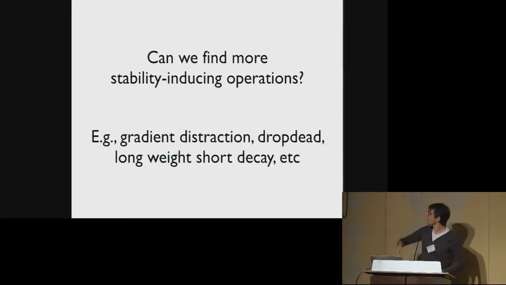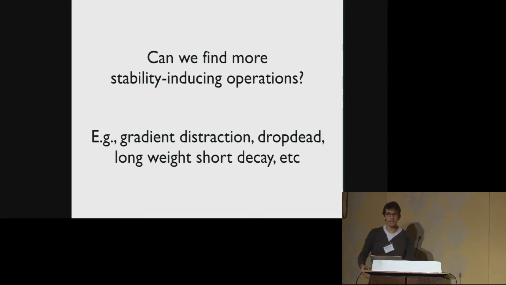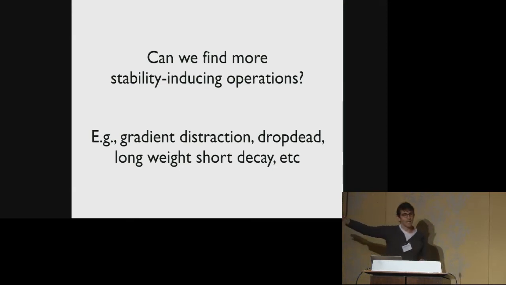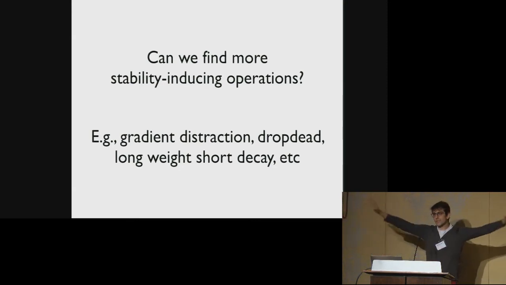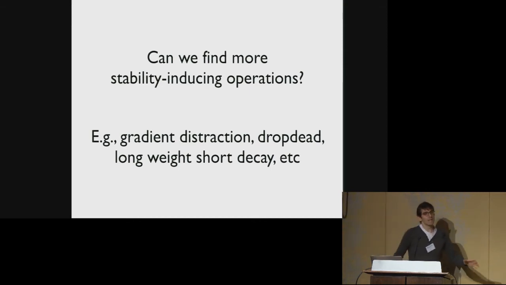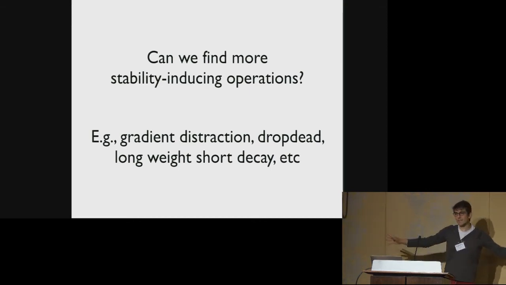Here are some suggestions. Gradient distraction, drop det, long weight, short decay. So, you know, my point is I invented them. They don't actually exist, also not at Google. But my point is there's a huge design space, and deep learning people are amazing at coming up with names like this. There's this huge design space that we haven't explored.